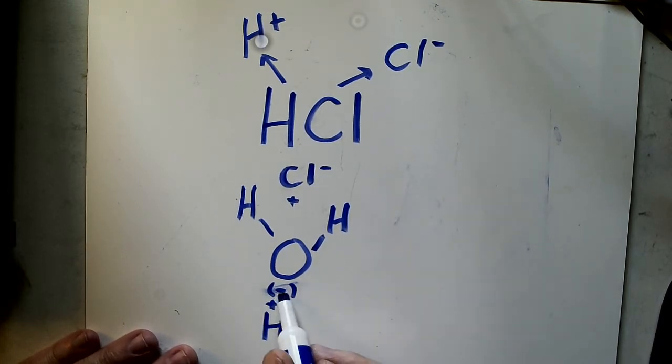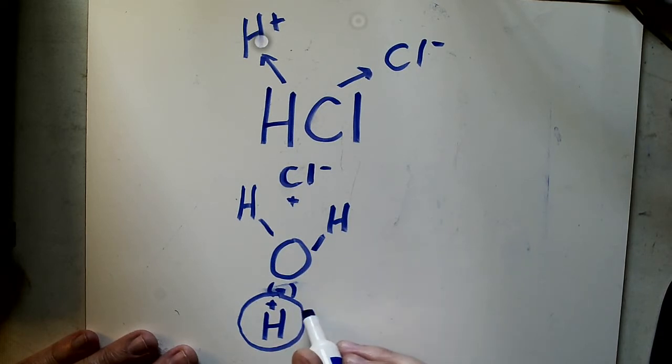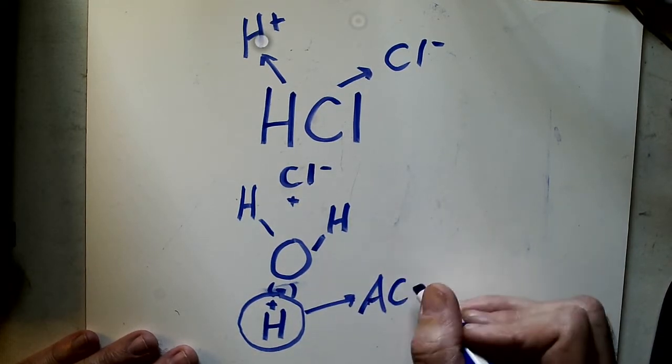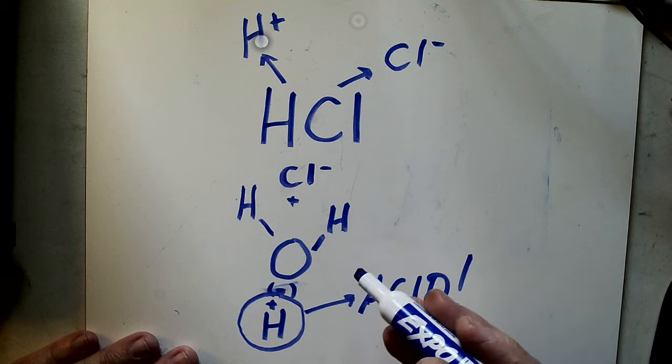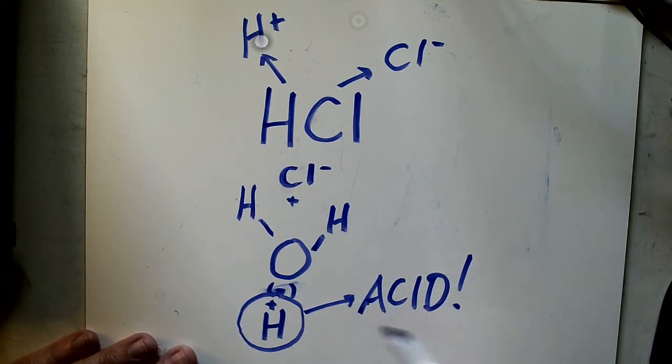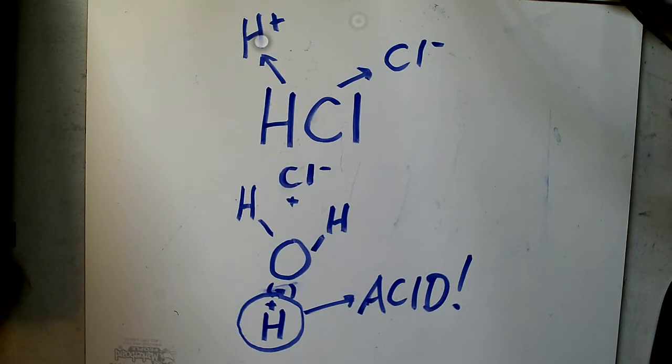If you have, and this is the whole point, if you have a positive hydrogen ion dissolved in water, that is an acid. Okay, so anytime you have a hydrogen ion dissolved in water, it's called an acid. And I mean, that's it. That's it. The more hydrogen ions you have dissolved in the water, the lower the pH, or the stronger the acid. Okay, so let's do this another way.